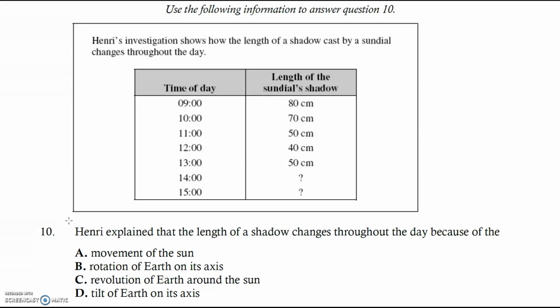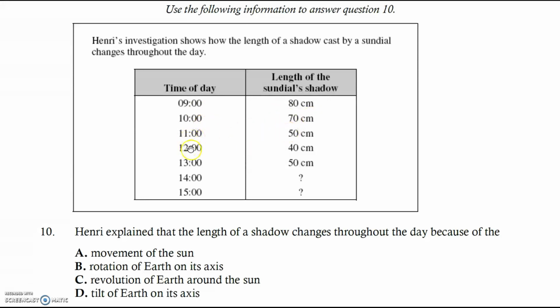Now you're going to use the following information to answer question number 10. So Henry's investigation shows how the length of a shadow cast by a sundial changes throughout the day. So on the left-hand column here is time of day. So we have 9, 10, 11, 12, 13 o'clock, 14, and 15. The length of the sundial's shadow in centimeters. So at 9 a.m. or 900 hours, it was 80 centimeters. At 10, it was 70.